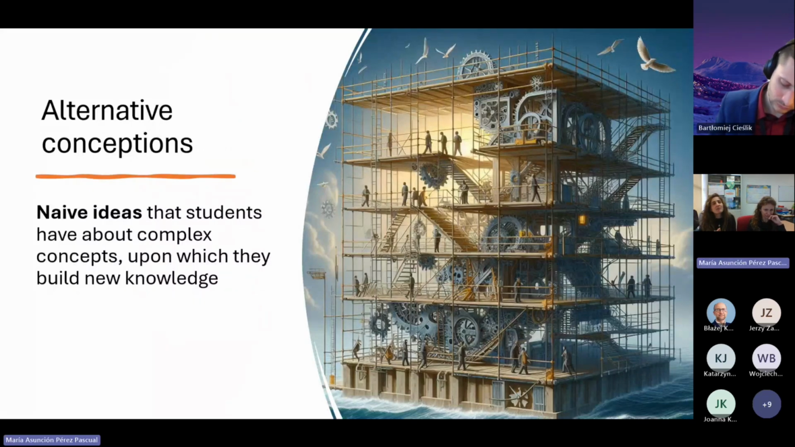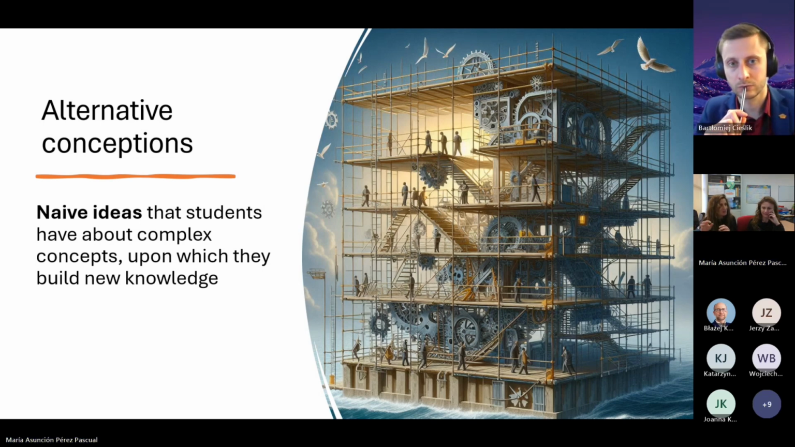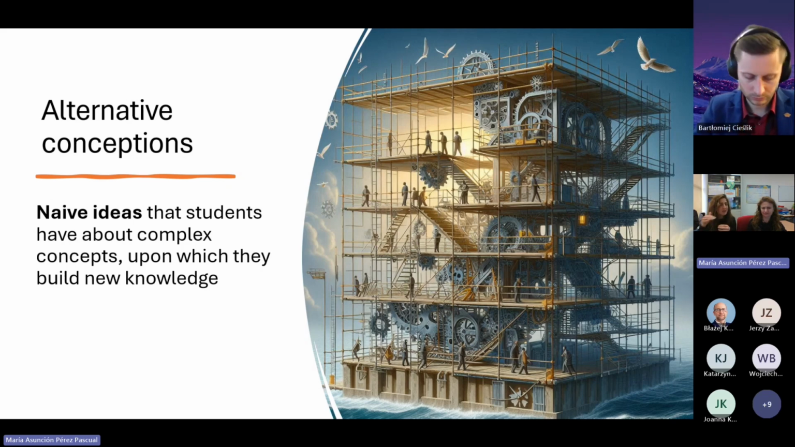Let's talk a little bit more about the alternative conceptions, because they are very related to threshold concepts. If it's a difficult concept, students tend to simplify it in a non-scientific way. So they have naive ideas about this complex concept, and upon these naive ideas, they build the new knowledge we transmit in the classroom. So if the base is not correct, the building will fall down.